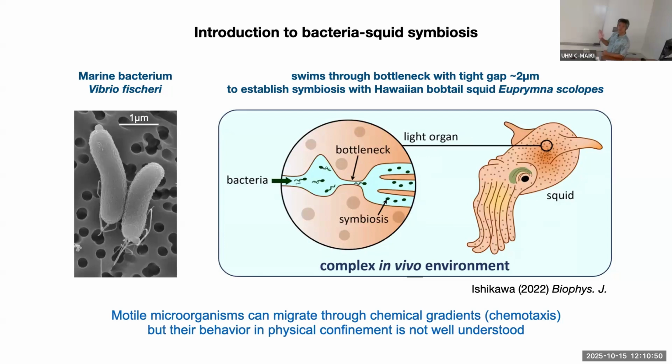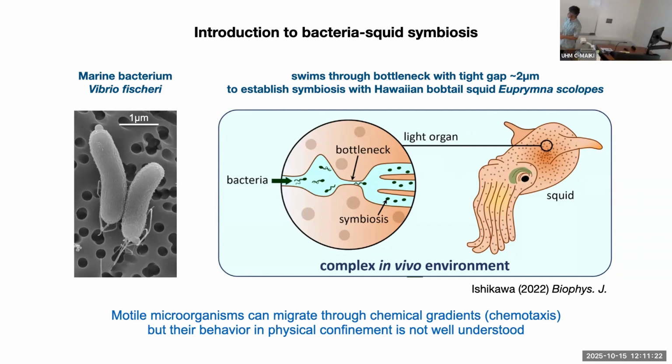What's generally well known in the field is that chemical gradients can promote migration of bacteria. This is called chemotaxis. And I believe this is happening in the squid too. There are chemicals that are released in the light organ that promote migration, that attract certain kinds of bacteria to this site. But what was not known at the time is the effect of this confinement on the movement of bacteria.